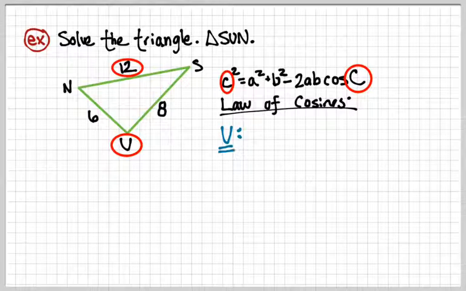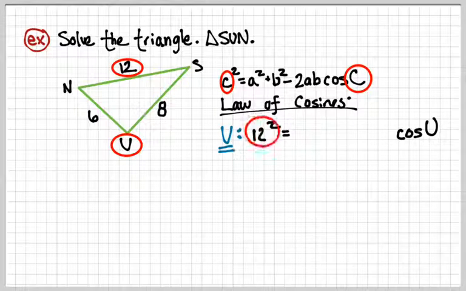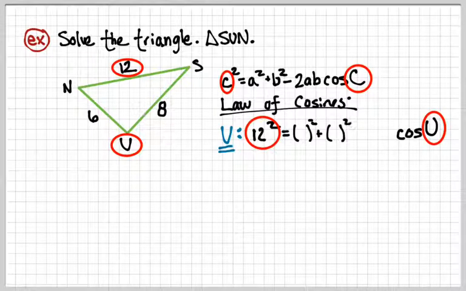So C squared is our side lengths. It's going to be 12 squared equals blank, all of this, of cosine of U, because that's the letter we're using. Remember, these are what's on the outside, 12 and U. And then the rest we can just fill in. A squared, blank squared, plus blank squared minus 2 blank blank.